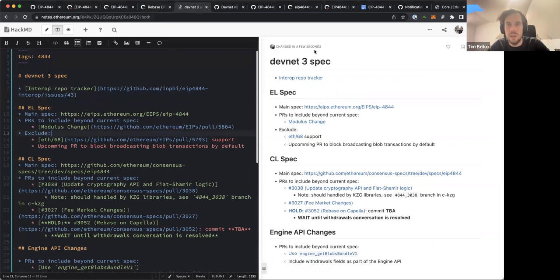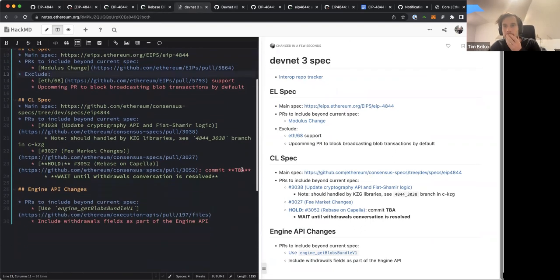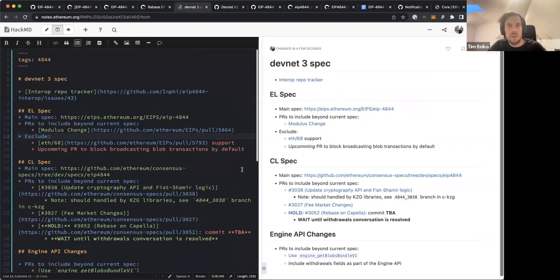Anything else on DevNet 3? Okay. And then we have a few minutes to go. One more thing I wanted to make sure we cover is the CKZG bindings. We said we're planning to have some for Go. I guess for Rust and Nim, do we have a plan to expose things?